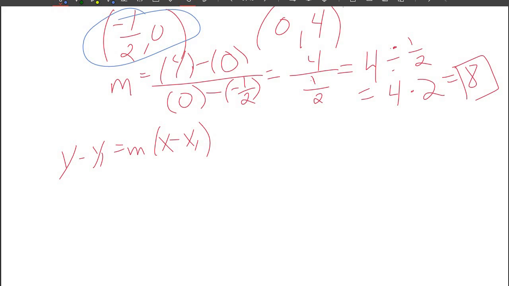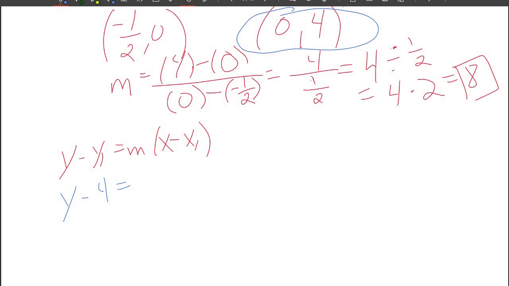Now the reason I'm doing that, you know what? Let's do the other way. Let's use this one, and I'm going to show you why. That one, the y is 4 and the x is 0. So what we end up with is y minus 4 equals the slope of 8 times x minus 0.